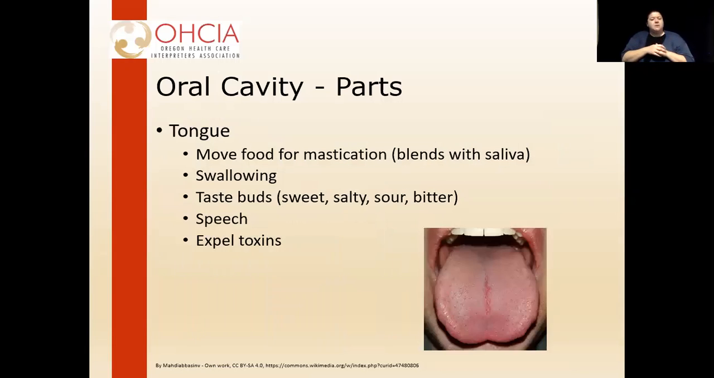The tongue moves food around. It also produces saliva, because that's where your salivary glands are, which is an enzyme that starts to break down food as you're chewing it up. Your tongue also helps push the food back when you're swallowing. It has the taste buds, which include sweet, salty, sour, and bitter, and it is used for speech.